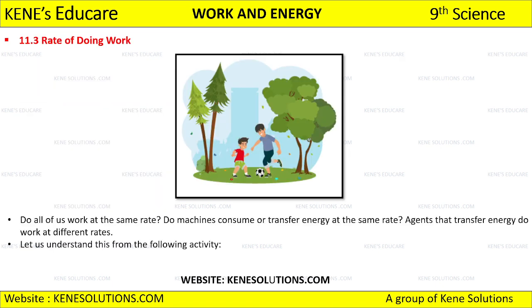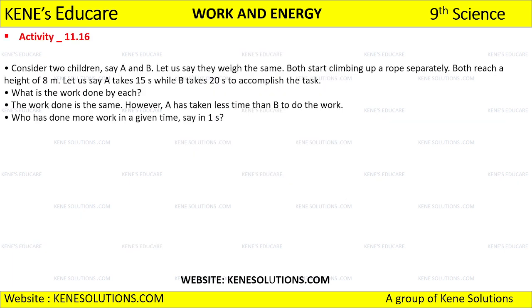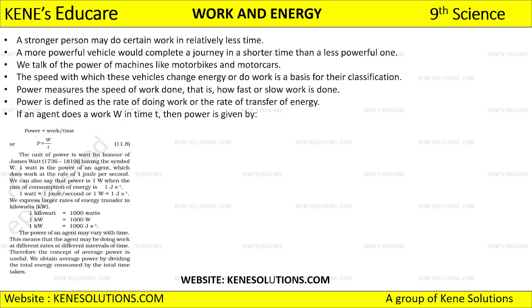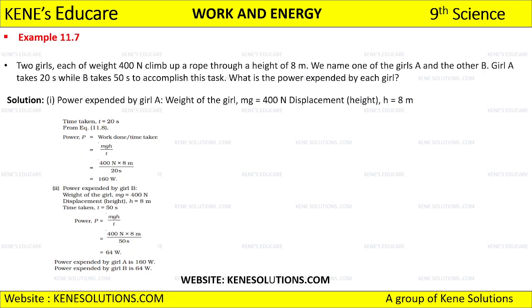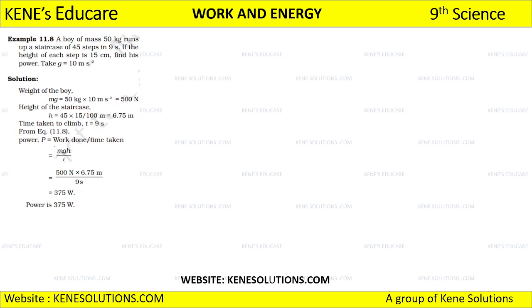We'll be discussing that. We have this concept as rate of doing work. Is the work everyone is doing done at the same rate, or does everyone have a different rate of doing work? We will be discussing that in detail. Then we have activity 11.16, then example 11.7, 11.8 to discuss in detail.